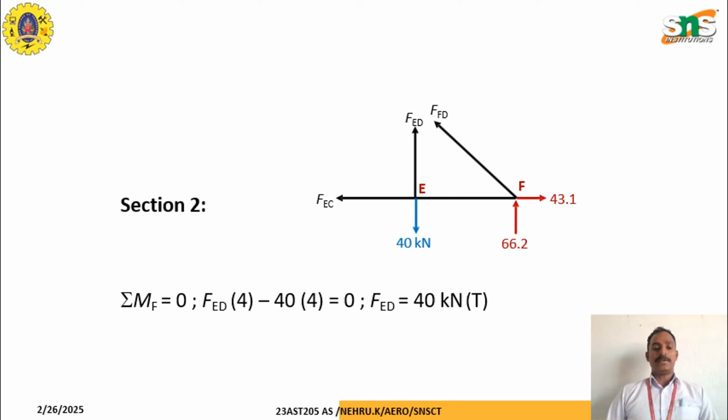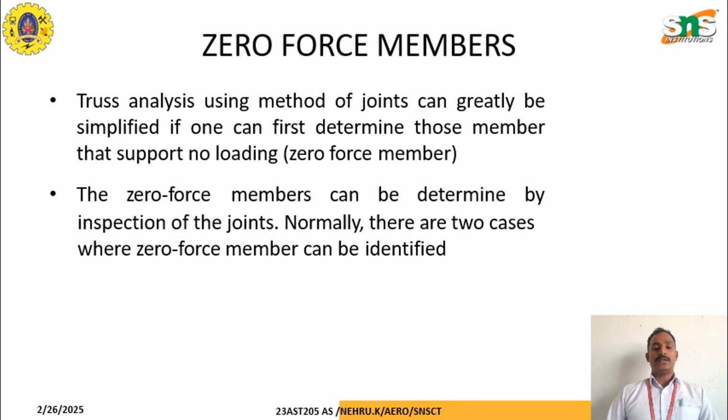Here we understand section 2, finding moment about point F equal to 0. FED into 4 minus 40 into 4 equal to 0. FED will be 40 kilonewton. Positive, so it is a tension.